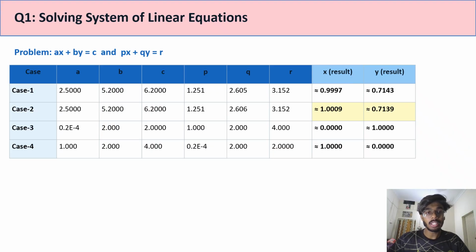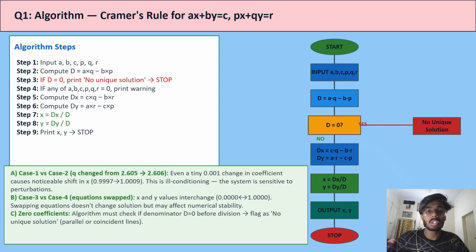The first question states: solve a system of equations. We have two equations, ax plus by equals c and px plus qy equals r, and we have different cases accordingly. We have to solve these two equations for each case and evaluate the results. So let's start. We will use Cramer's rule for both of the equations.